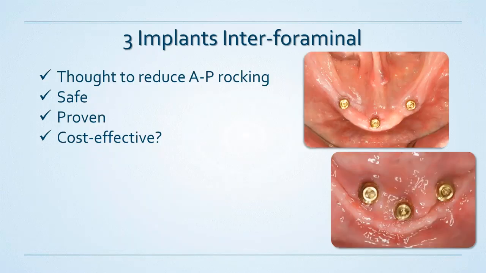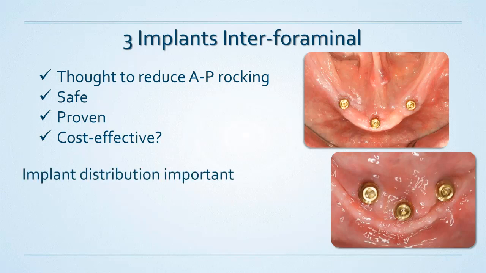Many of us want to think about additional implants. Maybe you've had the experience of placing 2 implants here for a mandibular overdenture, or maybe even a maxillary overdenture, and you say, well, sometimes if I get 2 implants, I get some rocking back and forth. So let me just go ahead and pop a 3rd one in there so it's going to resist that kind of antero-posterior rocking. Now, yes, that is sort of true. It is a safe approach because you're still interforaminal, away from the inferior alveolar nerve and some undercuts. It is relatively proven in terms of reducing some of the rocking, but is it really cost effective?